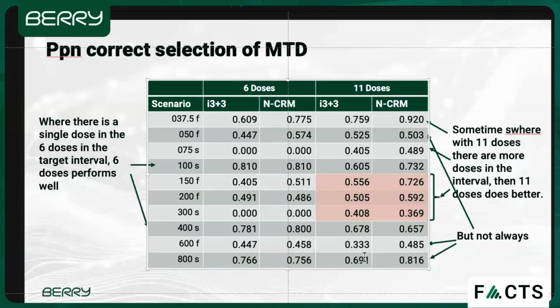And this is either where there's quite a few doses, or I think the problem here is that with 11 doses, there is a higher risk of picking an MTD below the true highest MTD, because you're testing more doses, and you've got a greater risk that on one of those low doses you get an unlucky number of toxicities.